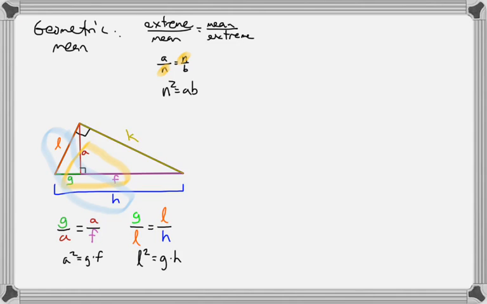And the same is true for the other leg, but K goes with the part of the hypotenuse that's closest to it, which in this case is F. Okay? So we end up with these equations. The leg squared equals this part G times the hypotenuse H. K squared equals this part F times the hypotenuse H is what ends up happening.